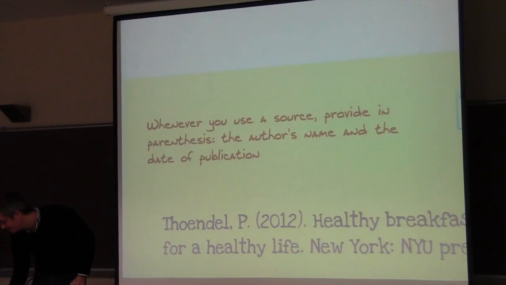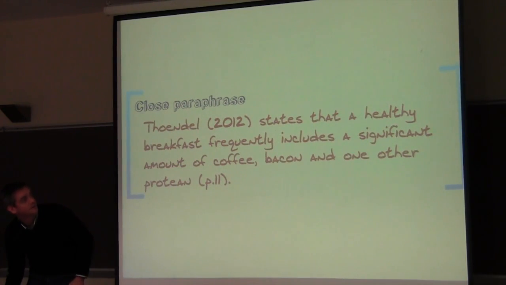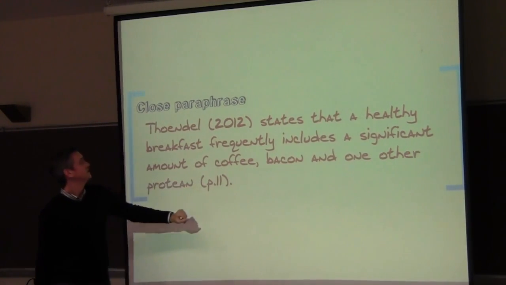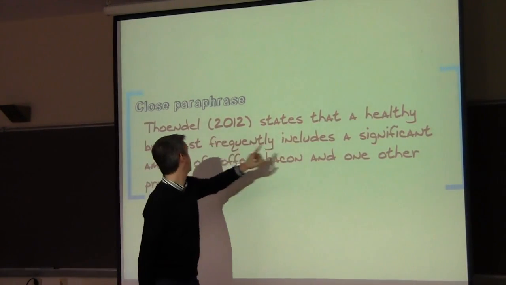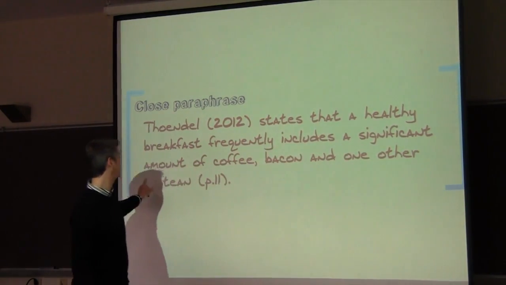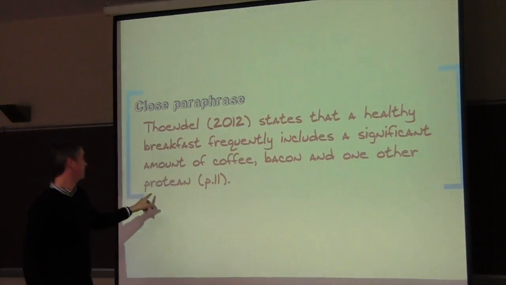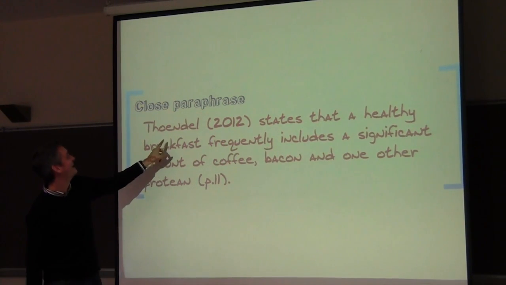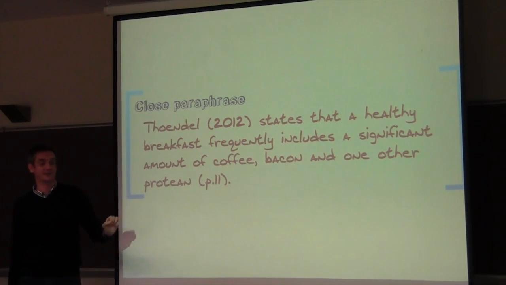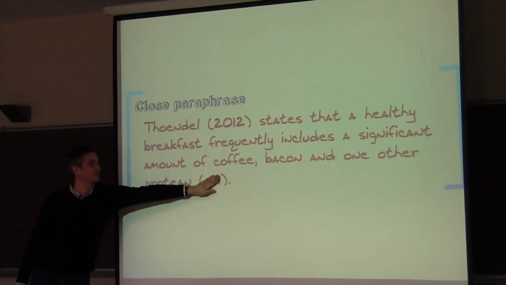So whenever you use a source, provide in parentheses the author's name and the date of publication. Now, don't look at this just yet. So here we have a close paraphrase. Tyndall, 2012, states that a healthy breakfast frequently includes a significant amount of coffee, bacon, and one other protein. I'm a big believer in this. So this is a very close paraphrase to the text. Ignore that page, we'll come back to it.